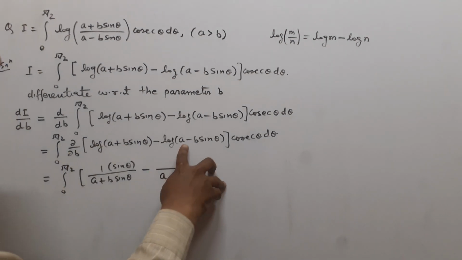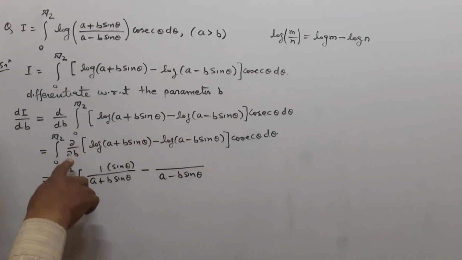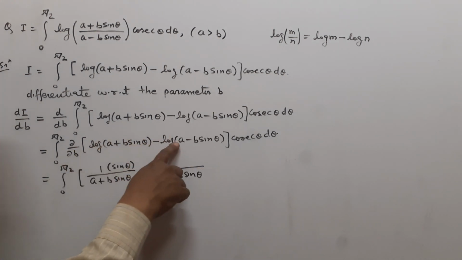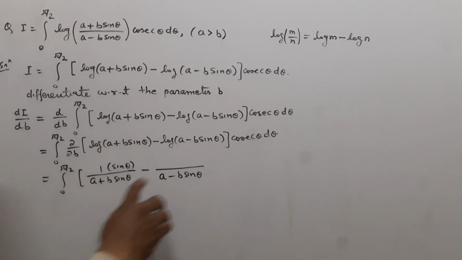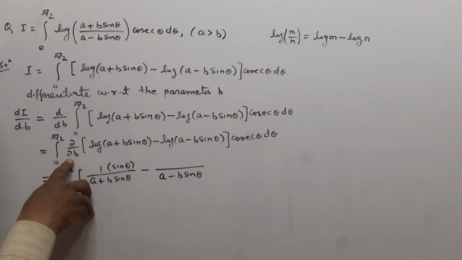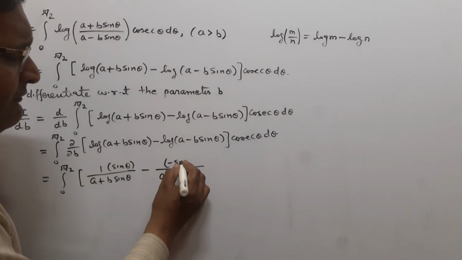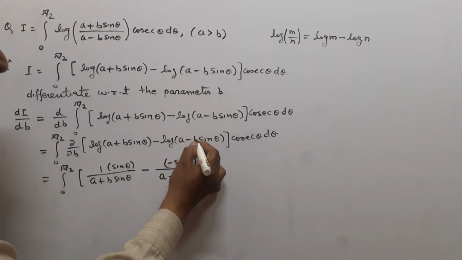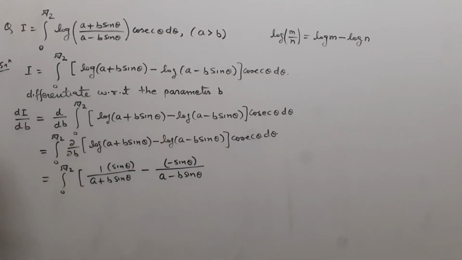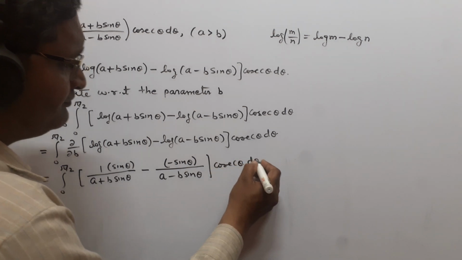Now we differentiate a minus b sin theta. Here a is constant with respect to b, so the partial differentiation of a with respect to b is 0. When we differentiate minus b sin theta with respect to b, minus sin theta is constant, and the differentiation of b with respect to b is 1, and here cosec theta.